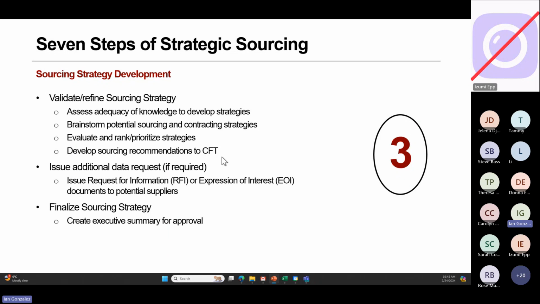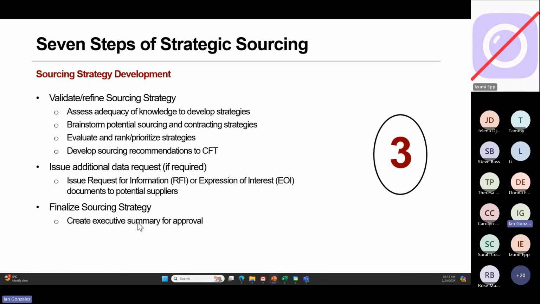If you need more information from your current or future suppliers, you can send out an RFI or an expression of interest, only for the purpose of gathering information so that you can make a good sourcing approach. This is not an RFP or RFQ where you're asking for commercial rates. You're just asking them information like, are you the right company for the kind of project we're thinking of? Or is there a certain technology that you possess that will make you the ideal candidate? Something like that. And then you finalize your sourcing strategy.